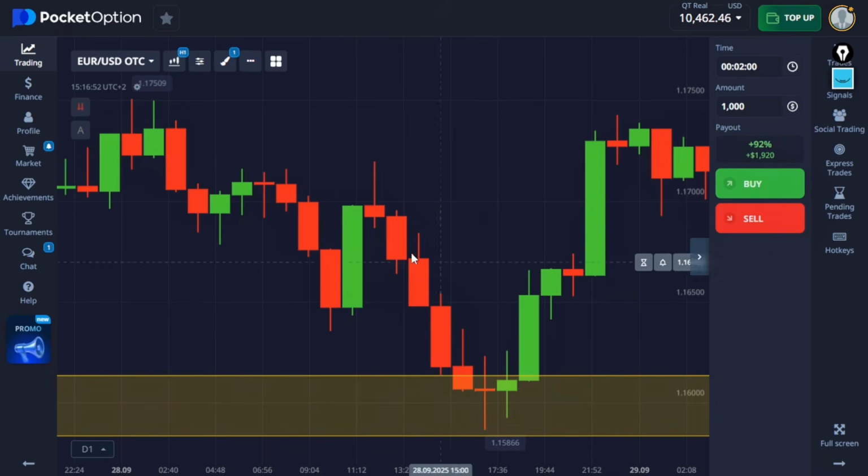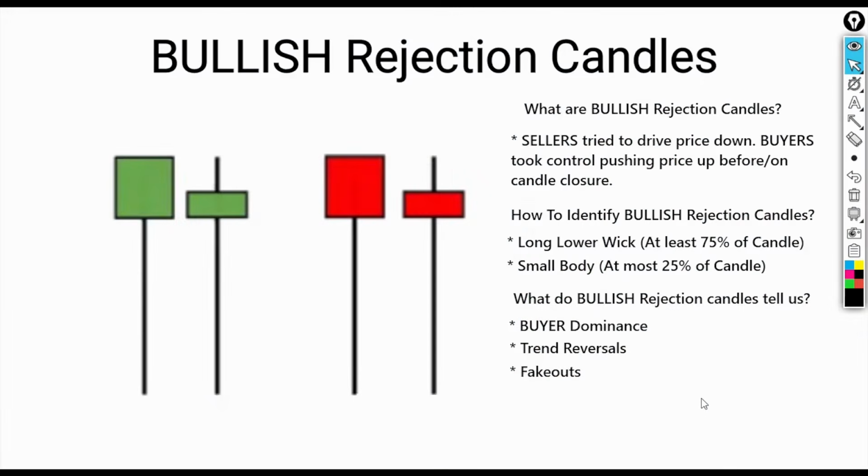And what do you know? Price ended up respecting the support zone, pushing to the upside, confirming the trend reversal. Another thing that bullish rejection candles signify are fakeouts. Let's take a look at an example.